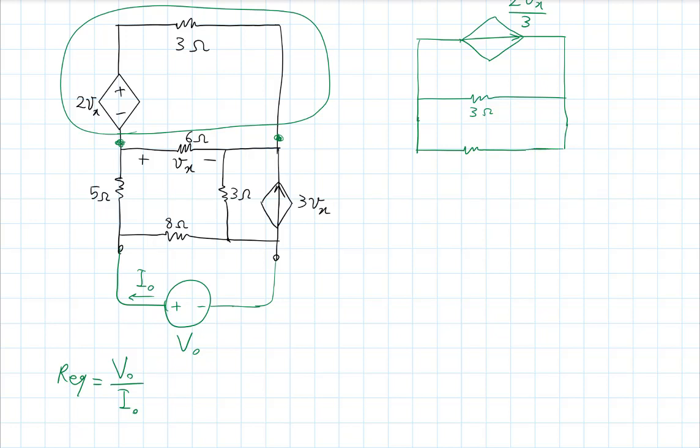But there is also something here that's a Norton circuit, the 3 ohm resistor in parallel with a current source with the 3 Vx. That's a Norton circuit. This one I'll replace with its, well, maybe I'll do this in the next step. Okay, so let's write this down as it is.